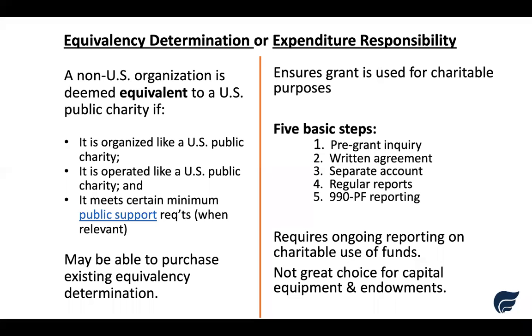And similarly, if you're investing in a building, you'd want to make sure that it continues to be used for charitable purposes. The other big challenge for expenditure responsibility is that you can't really fund general operating support. And as we think about the best ways to invest in organizations, giving general operating support is a best practice and allowing them the flexibility to do their work. And so if you wanted to do a general operating support grant, you would need to use equivalency determination.